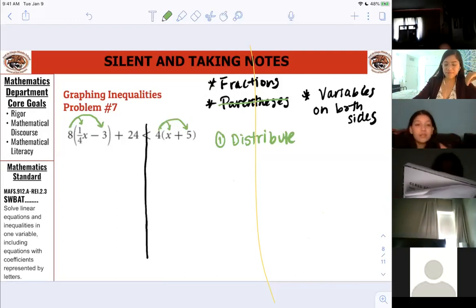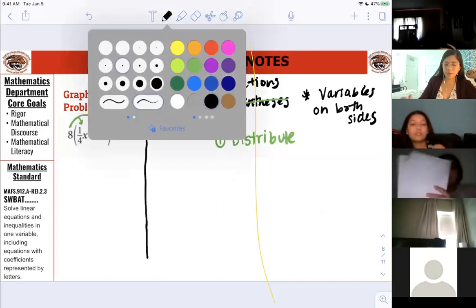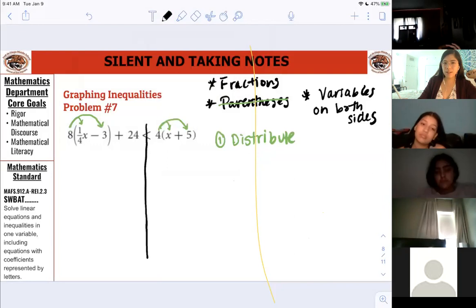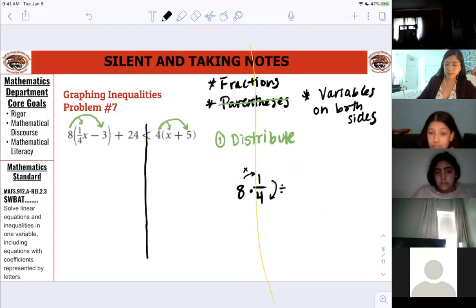Okay, now I'm gonna go through it. So I have to multiply 8 times 1/4. What do I get? 8 times 1/4. Half? Wenchley said 2. Okay, so that's where you have to be very careful. Wenchley is correct. This is 8 times 1/4. 8 times 1 is 8. 8 divided by 4, that's 2. So it's not 1/2, it's 2. You have to be very careful about that.